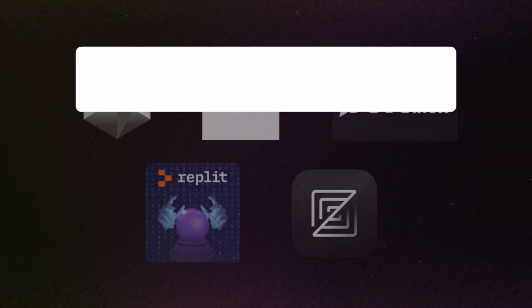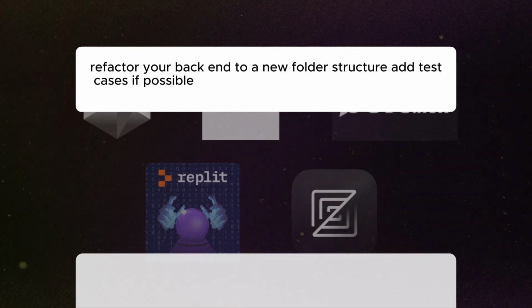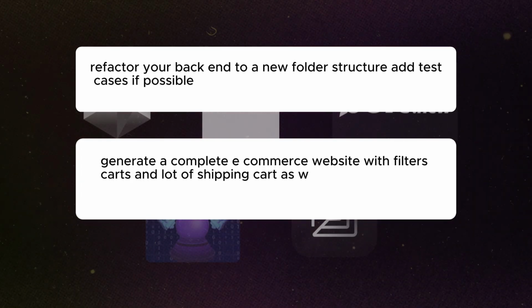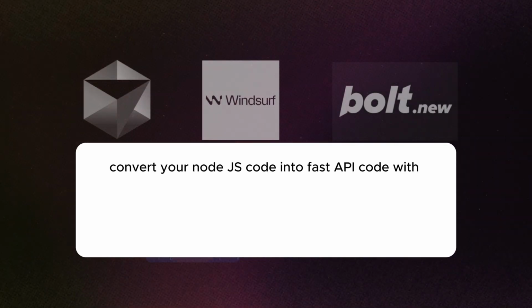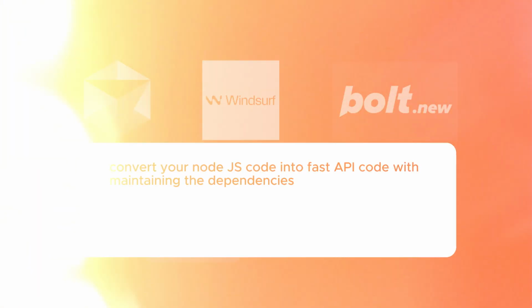If we take a real example, you can ask it to refactor your backend to a new folder structure, add test cases if possible, and generate a complete e-commerce website with filters, cards, and a shopping cart as well. You can ask it to convert your Node.js code into FastAPI code while maintaining the dependencies. So AI-based IDEs are becoming the standard, not the exception.